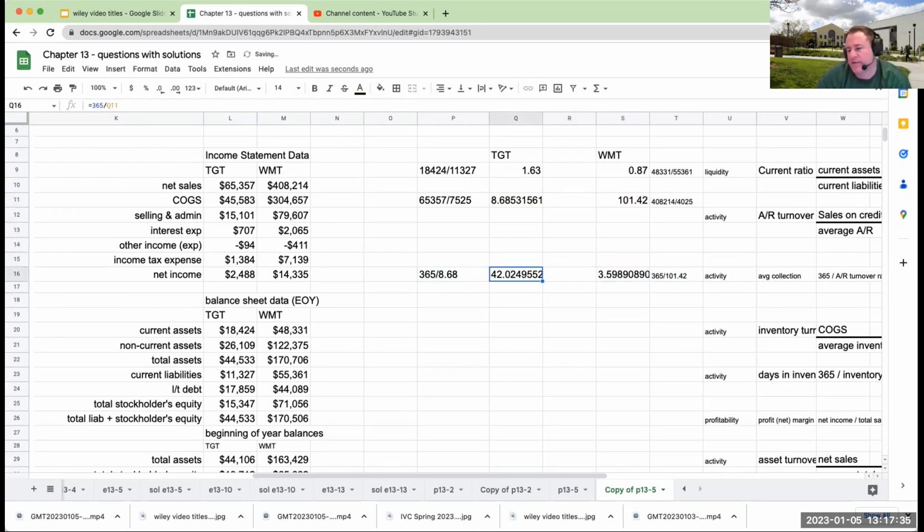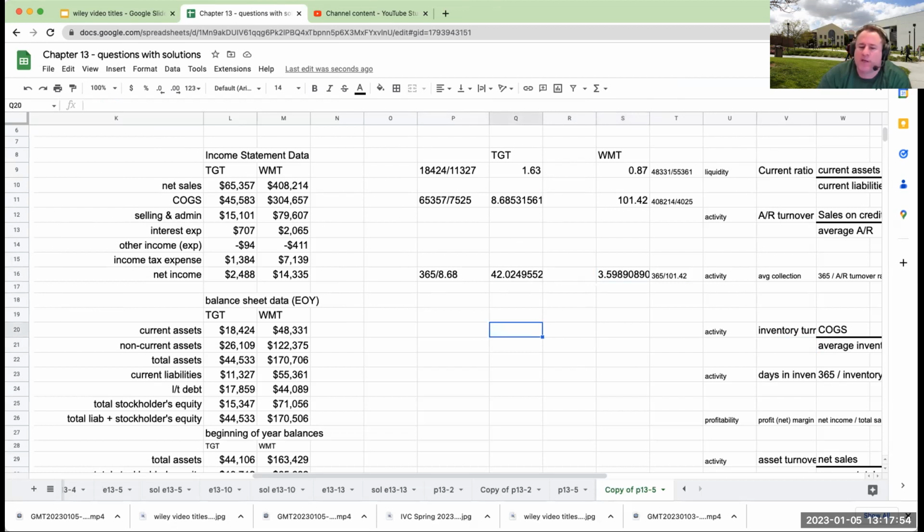So what does this mean? It's taking me 40 days to convert accounts receivable into cash. Over here, this is basically taking the 3.59 days to convert it. And it doesn't make sense. And again, it's because these companies deal with a lot of cash.